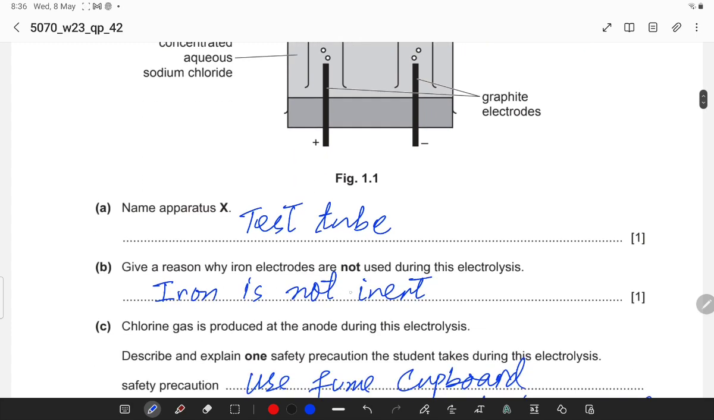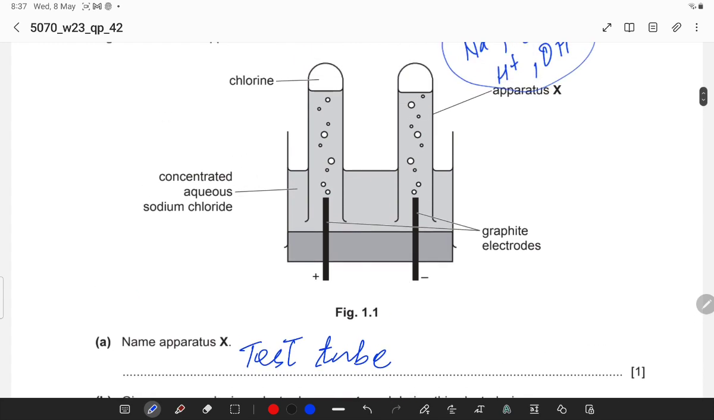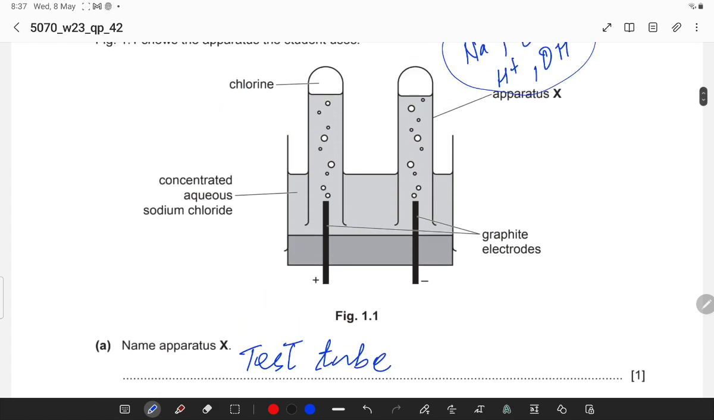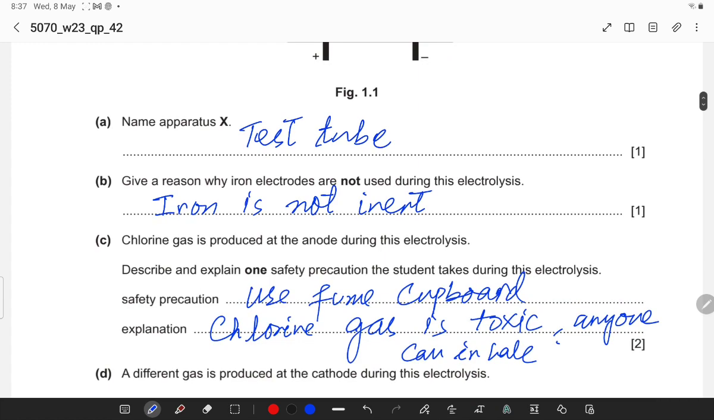Give a reason why iron electrodes are not used during this electrolysis. Iron is not inert, graphite is inert, so that's why graphite electrodes are used. Iron is not inert because iron can react with chlorine gas produced at the anode during this electrolysis.